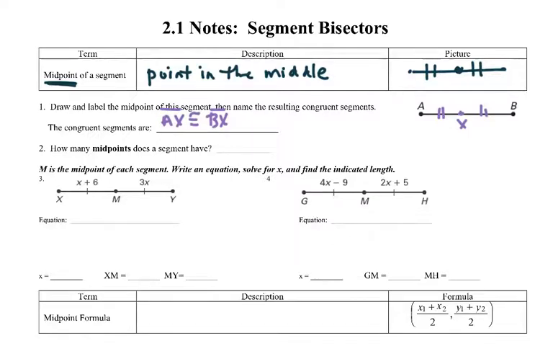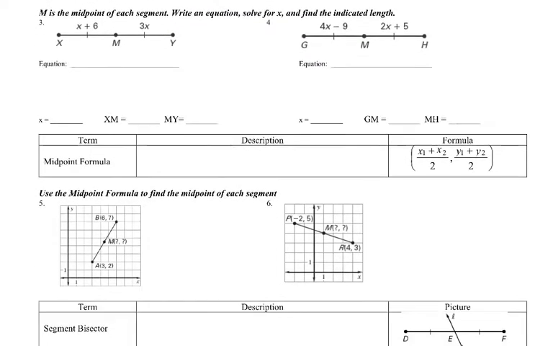How many midpoints does a segment have? What do you think? How many ways can we draw the middle? You're right, only one way for a segment to have a midpoint. So every segment just has one midpoint.